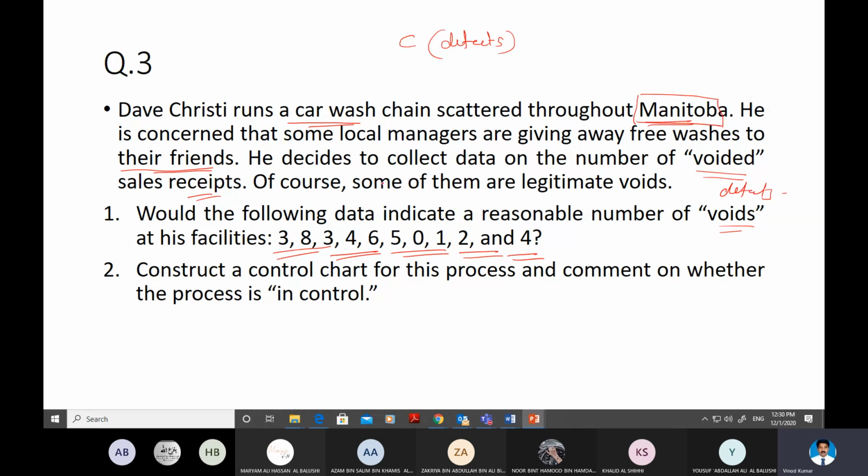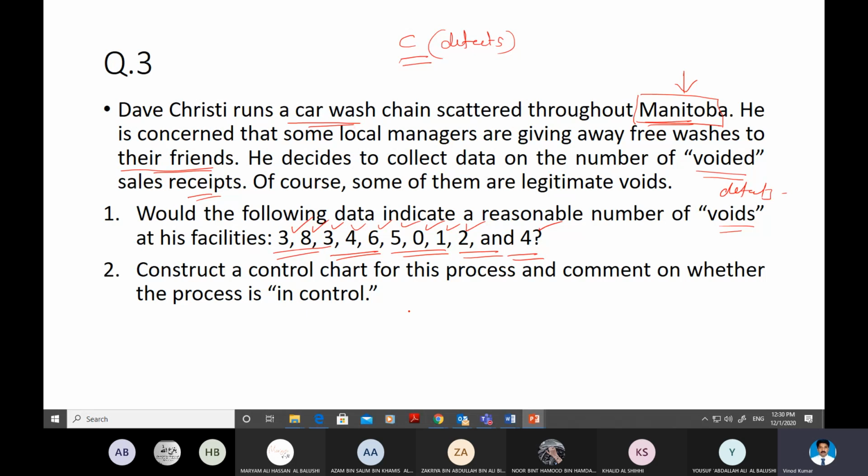And he found 3, 8, 3, 4, 6, 5, 0, 1, 2, and 4. In Manitoba, this is the place from where he is checking, and he found these are the free washes given to people from one center, 3 like that. So we have to draw a suitable control chart, and as I told you, it is the control chart for defects.